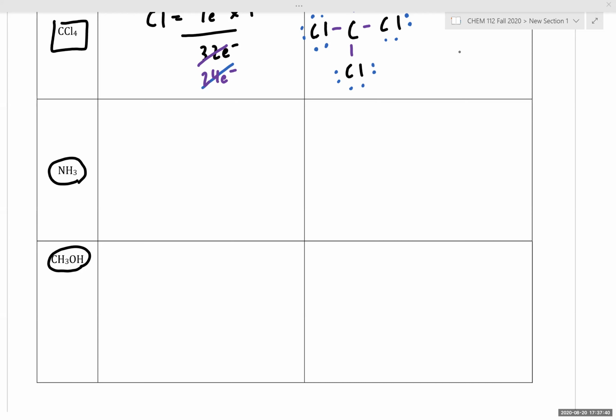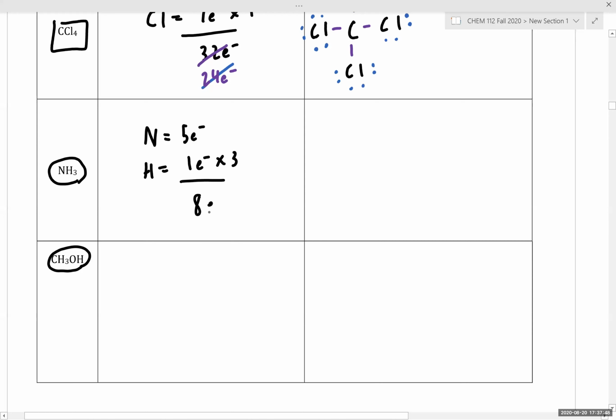So for ammonia, we have nitrogen with 5 electrons to its name. Hydrogen has 1 electron, and we have 3 hydrogens. That gives us 8 electrons total. So nitrogen is going to form a bond with a total of 3 hydrogen atoms, and it will have 1 lone pair remaining. So we go down to 2 electrons after our bonds, and our last 2 electrons fulfill the octet on nitrogen.